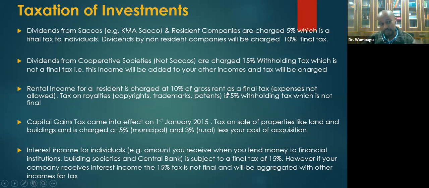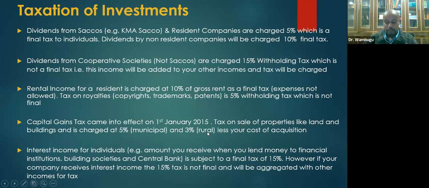Beyond that, I think now you start qualifying for VAT. But for most of us who have houses and things that you rent out, it is 10% of your gross rent as a final tax. Then in 2015, something called capital gains tax came into effect. This is tax on the sale of properties like land and buildings. Now it is charged at 5% for municipal areas and 3% for rural areas.